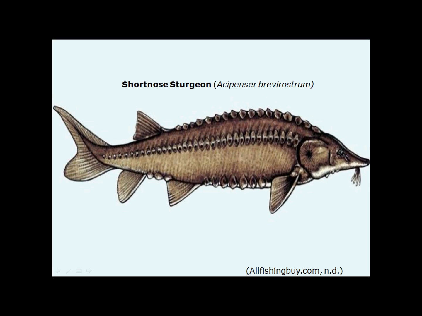Short-nosed sturgeons are long-living species of fish, with the maximum known age being 67 years for females and 30 years for males. Short-nosed sturgeons do not compete strongly with other species and have no real known predators.